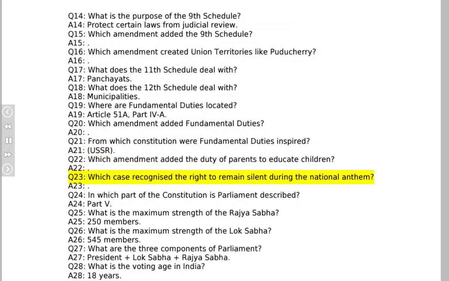A22. Q23. Which case recognized the right to remain silent during the national anthem? A23. Q24. In which part of the constitution is parliament described? A24. Part 5. Q25. What is the maximum strength of the Rajya Sabha? A25. 250 members. Q26. What is the maximum strength of the Lok Sabha? A26. 545 members. Q27. What are the 3 components of parliament? A27. President plus Lok Sabha plus Rajya Sabha.